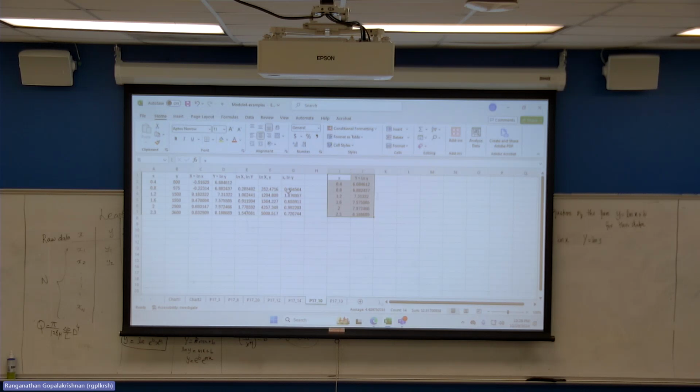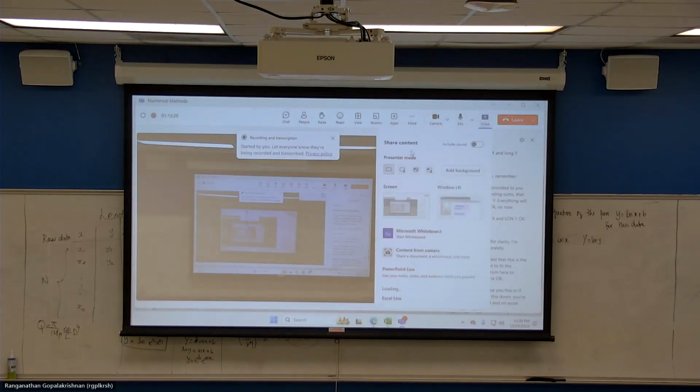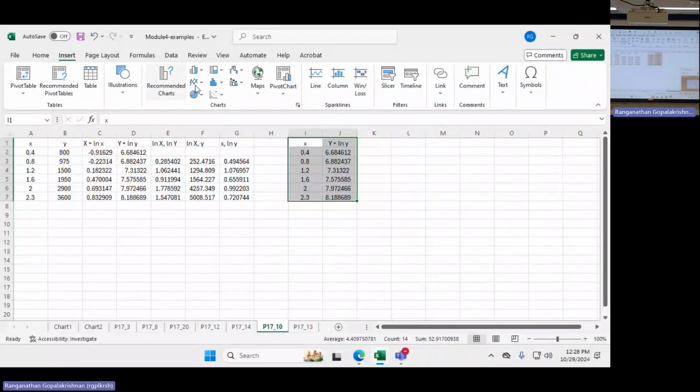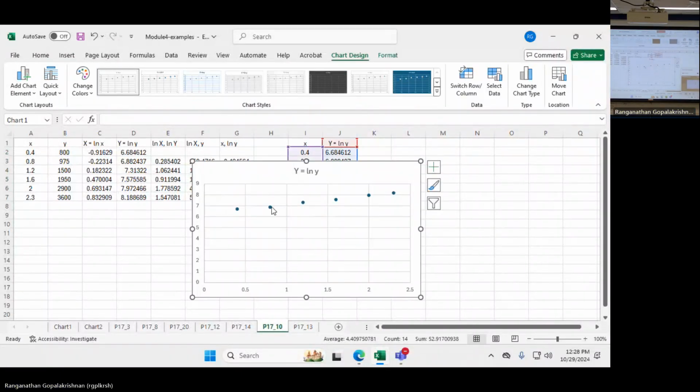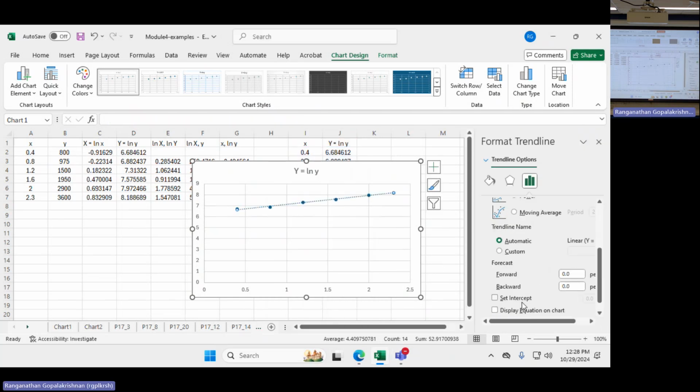And on Excel, what I'll do is insert a fit and display the trend line. That trend line will say linear, and it displays the equation.